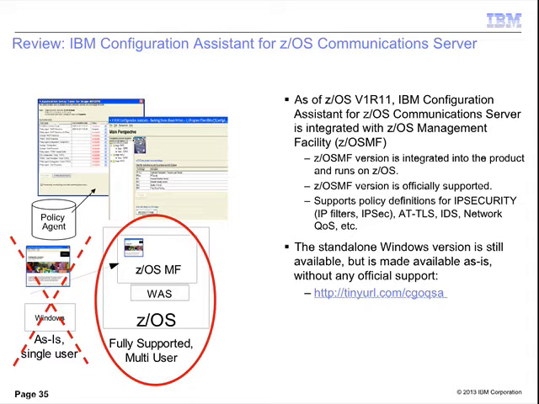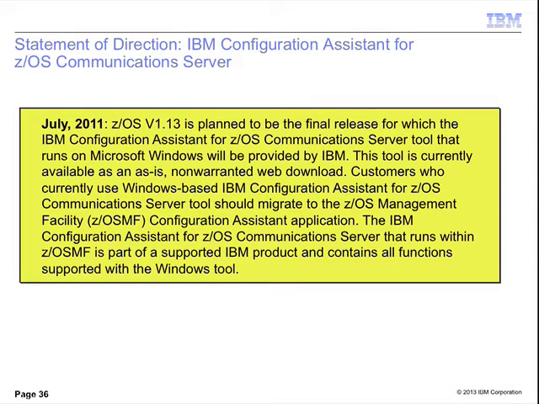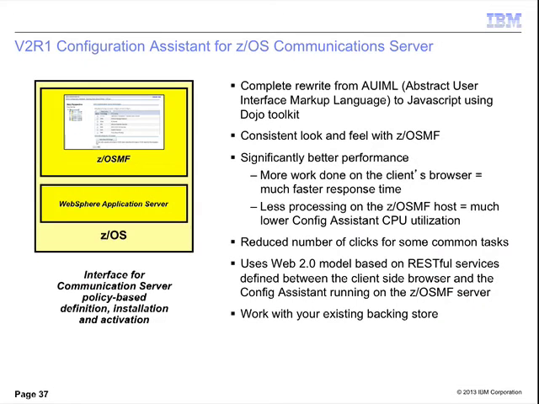Beginning at R11, we shipped a version of it that was integrated with the z/OS Management Facility, z/OSMF. It was fully supported as part of z/OSMF, and we began to encourage people to use that version of it. And so that's definitely where the future is going. As a matter of fact, pretty much 2 years ago, we issued a statement of direction that said after R13 we would no longer provide the Windows-based downloadable version of Configuration Assistant. All CA functions would be through z/OSMF, and that is true. As of V2R1 now, Configuration Assistant is provided only as a part of z/OSMF.